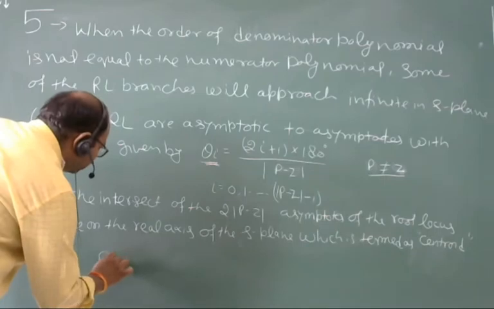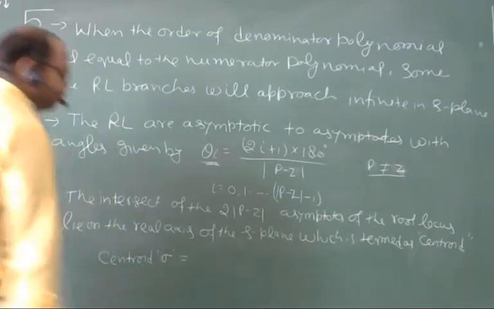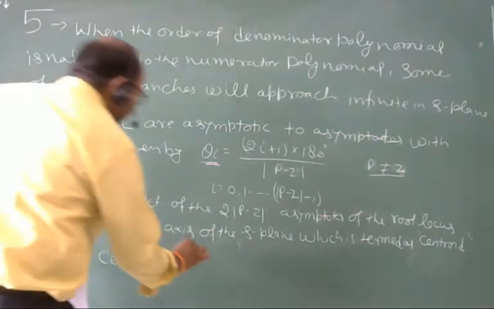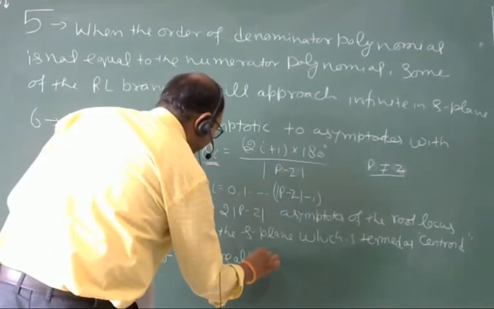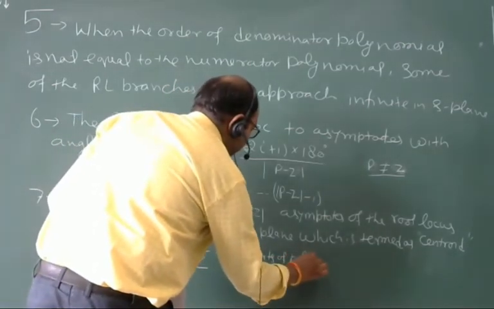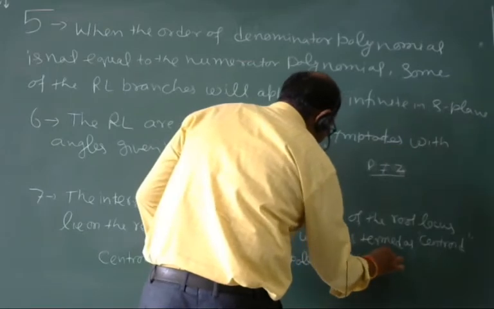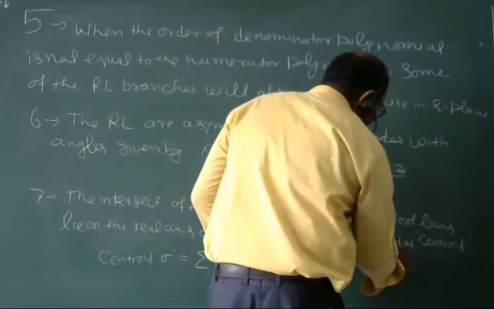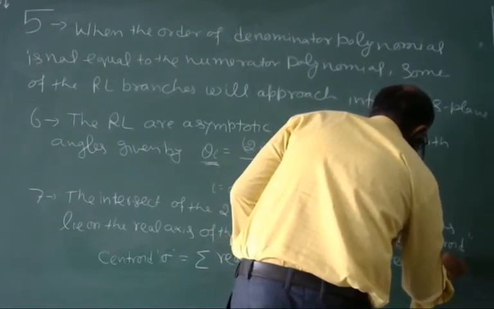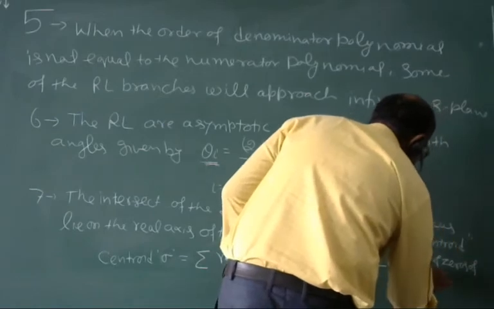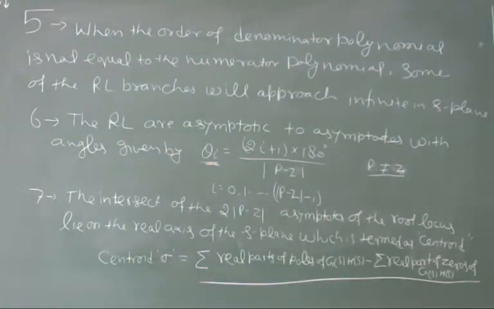The centroid sigma is equal to the summation of real parts of poles of GSHS minus the summation of real parts of zeros of GSHS divided by P minus Z.